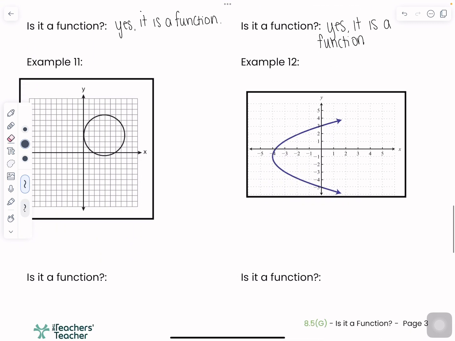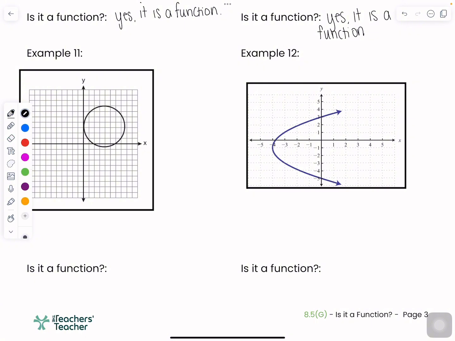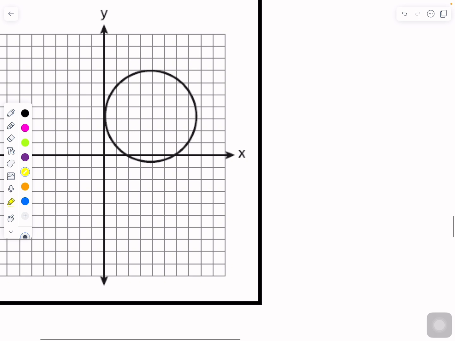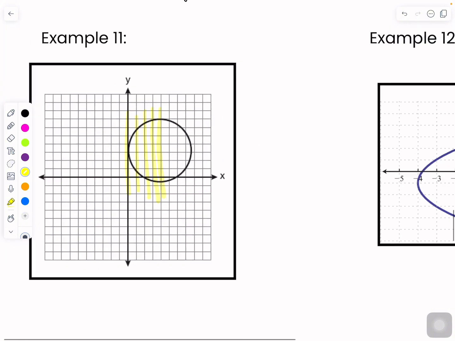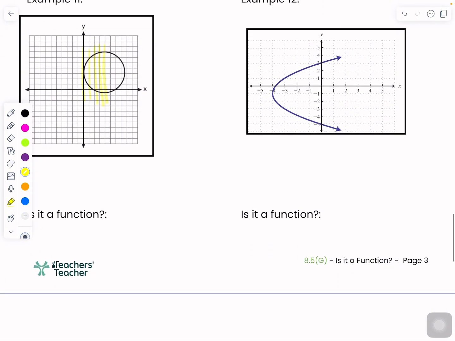Looking at number 11, if we draw a vertical line at 0, we can see that it passes through the graph one time. However, if we continue to draw vertical lines, we will notice that there are certain points on the graph where our vertical line touches 2 points. Because it does not pass the vertical line test, we know that example 11 does not represent a function.